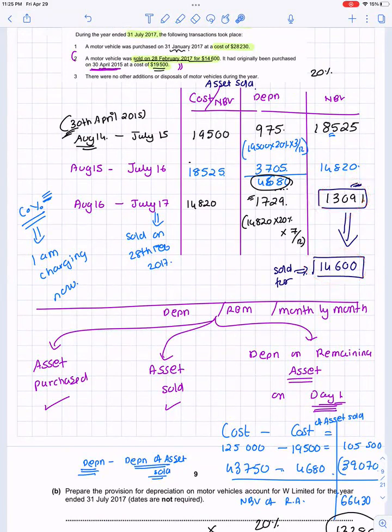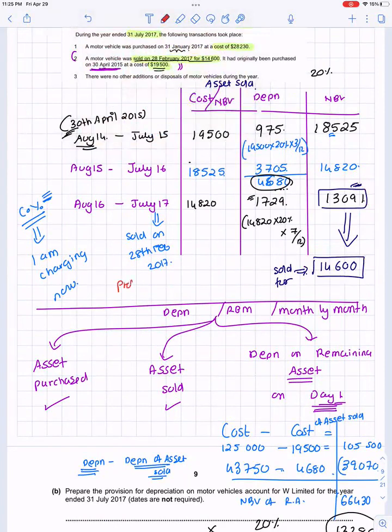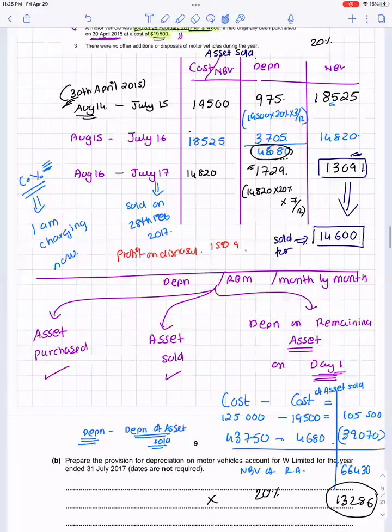What are you getting, profit or loss on disposal? Profit. You're getting profit on disposal. How much? 1,509. So profit would increase by 1,509 due to profit on disposal, the effect of transaction 2. Okay, this is it with the sum.